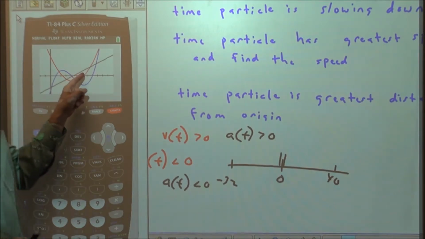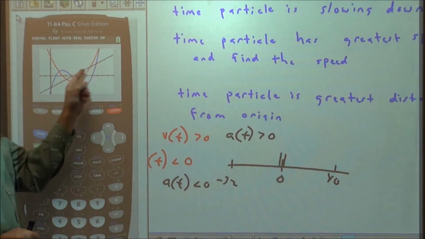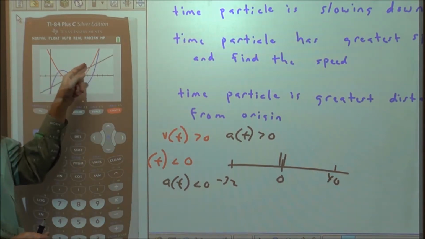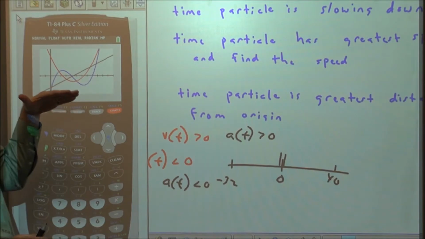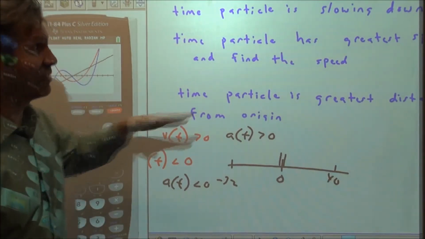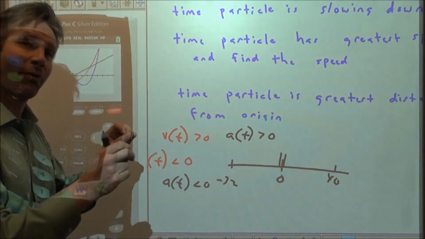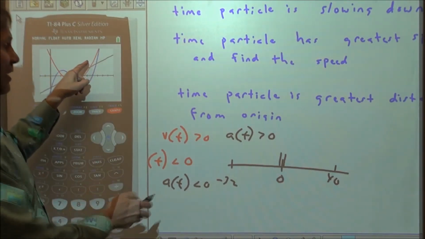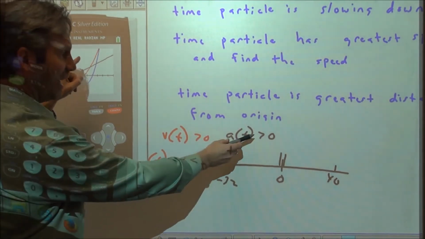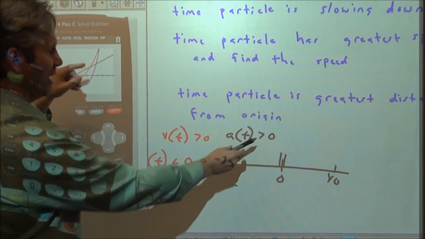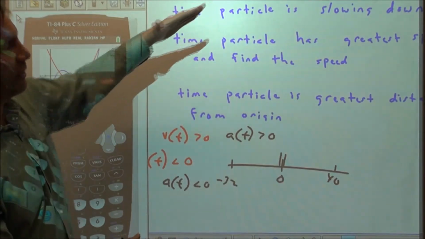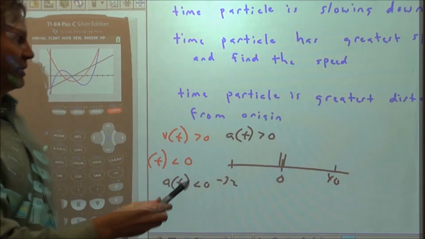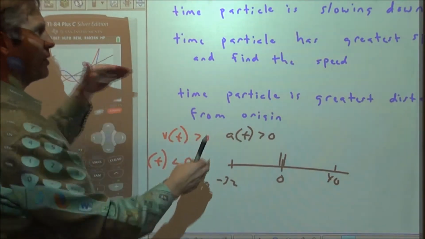When the red is positive, when the red is above the x-axis, that means the velocity is positive, the particle is moving to the right. And when the acceleration is also positive, it means the change of the velocity is going in a positive direction. Acceleration is the rate of change, it's how the velocity is changing. So if the velocity is positive and it's changing in a positive fashion, that means the velocity is positive and it's also increasing in the positive direction. So both signs the same as it's speeding up.